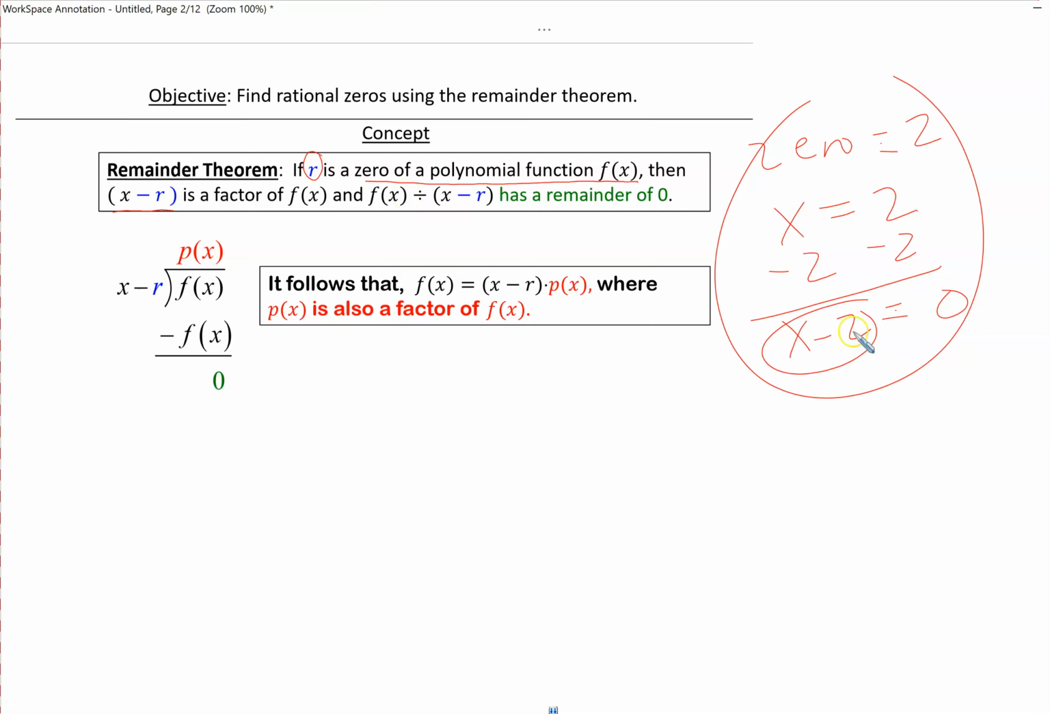And so we can be given the factor directly, or if we're given the zero, we can find the factor. And then we're going to take that factor and divide it into our function. If our remainder is 0, then we know that the quotient here called p of x is also a factor of the function, and that if we can factor it, then we can find other zeros of the function.